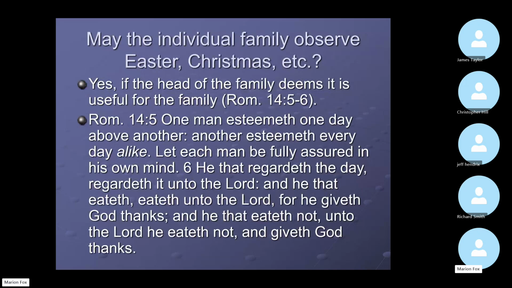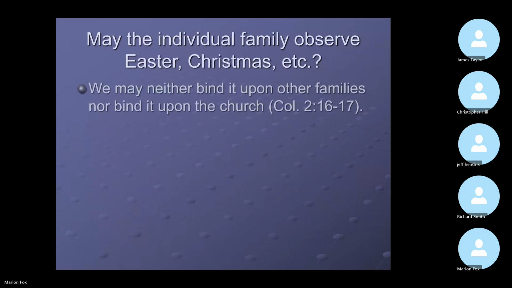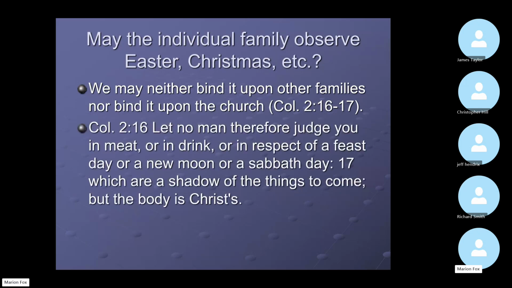One man esteemeth one day above another, another esteemeth every day alike, that each man be fully assured in his own mind. So they were esteeming some days better than others. He that regardeth the day regardeth it unto the Lord, and he that eateth, eateth unto the Lord, for he giveth God thanks, and he that eateth not, eateth not unto the Lord, and giveth God thanks. So again, some individual actions can be done, and an individual can do it, but the church has no business engaging in this stuff. Right?